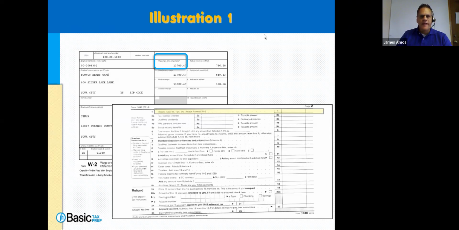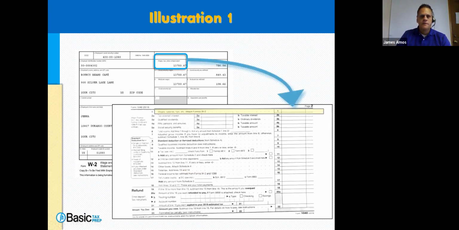So an example of that. This example shows in box 1 wages of $13,700.47. Now, when you go to report that, you report it right there in box 1. And I didn't actually put the number in there, but you report it in box 1. When you report it, you always round it to the nearest whole dollar. So in this case, $13,700.47 rounds to $13,700. Anything 50 cents or more rounds $1 up.